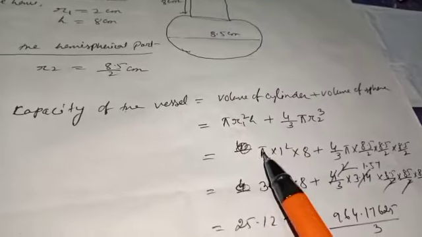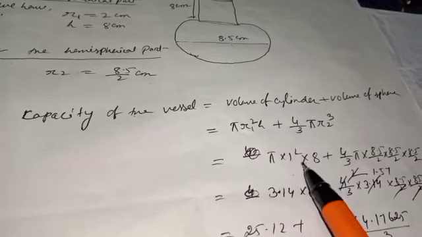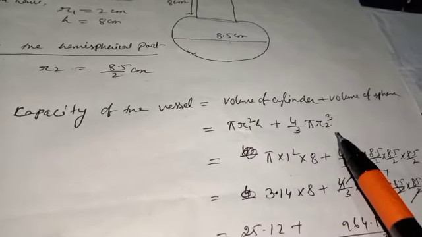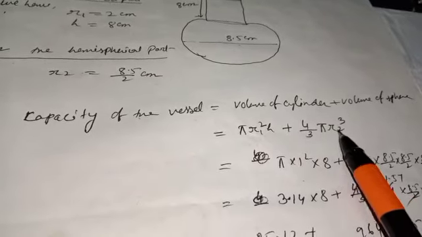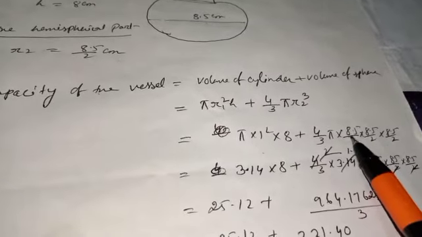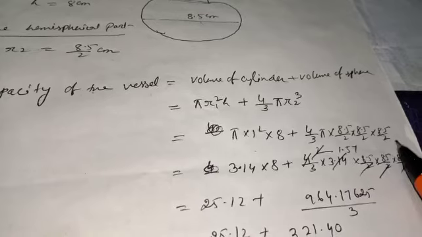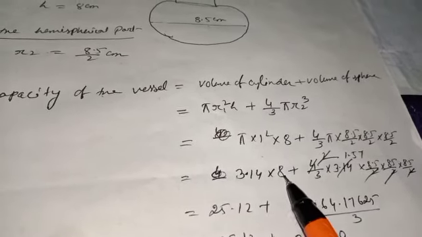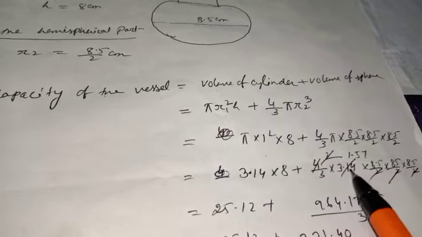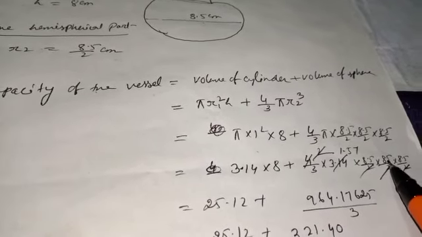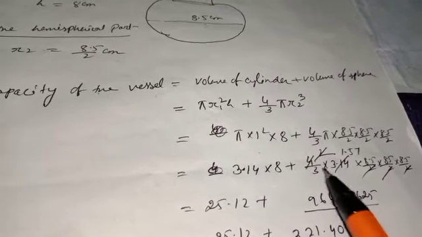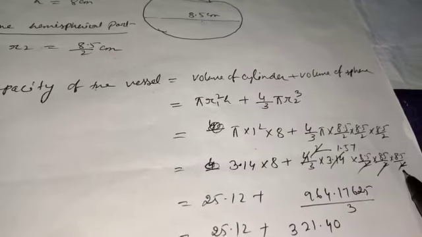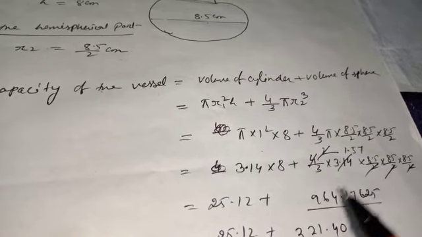Now put the values. Pi, the value of R1 is 1, so 1 square into 8. H is 8, then 4 by 3 pi, R is 8.5 by 2, it is R2 cube. That is why 8.5 by 2 into 8.5 by 2 into 8.5 by 2. The value of pi is 3.14 into 8 plus 4 by 3 into 3.14, 8.5 by 2, 8.5 by 2, 8.5 by 2. You can see 2 twos are 4. Then 2 cancels, again 2 is here, so 2 into 1.57 is 3.14.